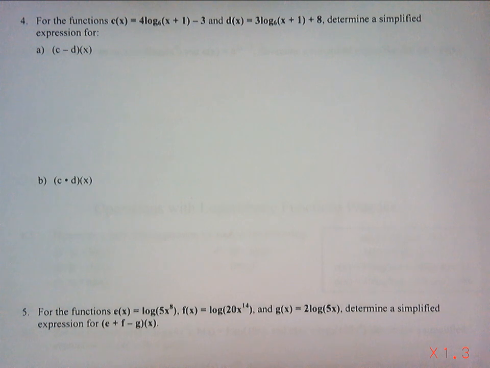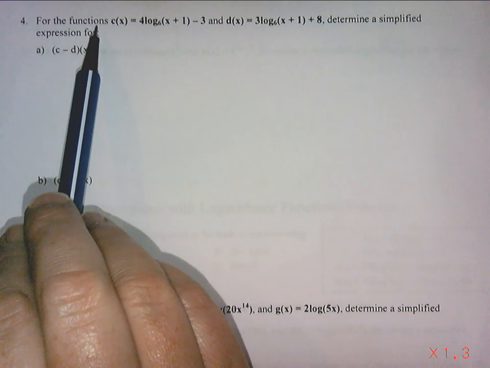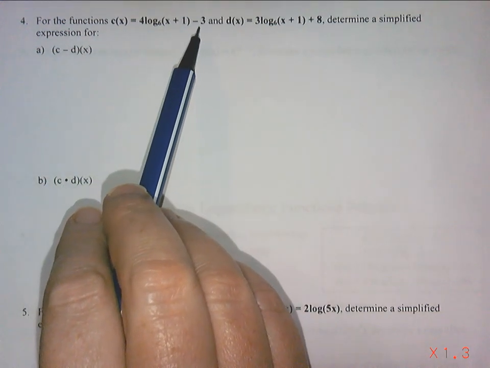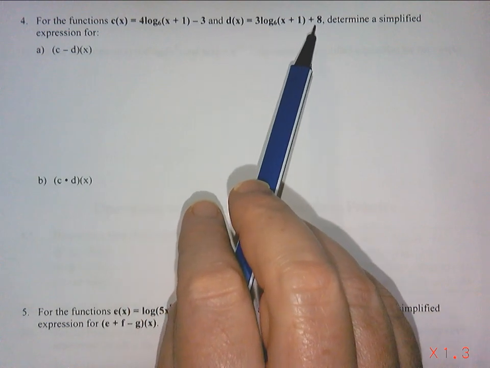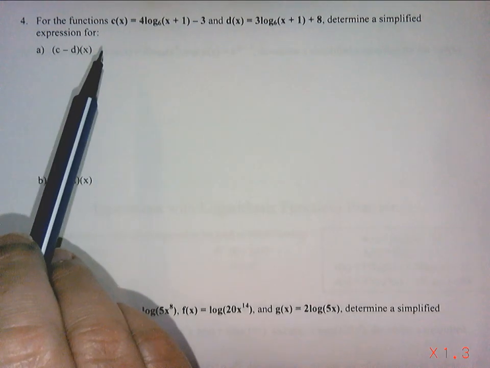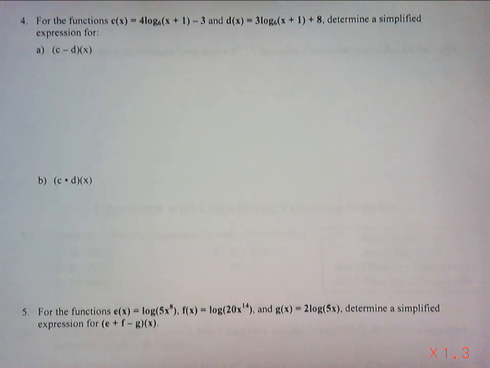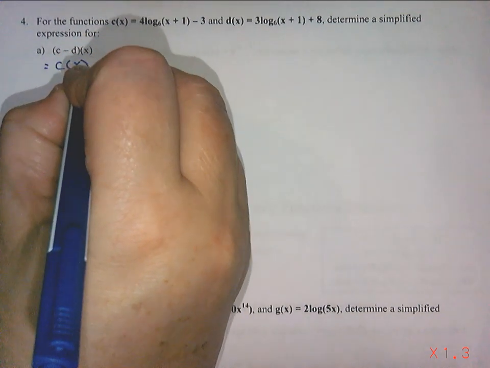This is part 4 of our lesson on operations with logarithmic functions. In this question, it says for the functions c of x equals 4 log base 6 of x plus 1 minus 3, and d of x, which is 3 times log base 6 of x plus 1 plus 8, we want to determine a simplified expression for c minus d of x, and then we'll do c times d of x. So for c minus d of x, that means c of x take away d of x.